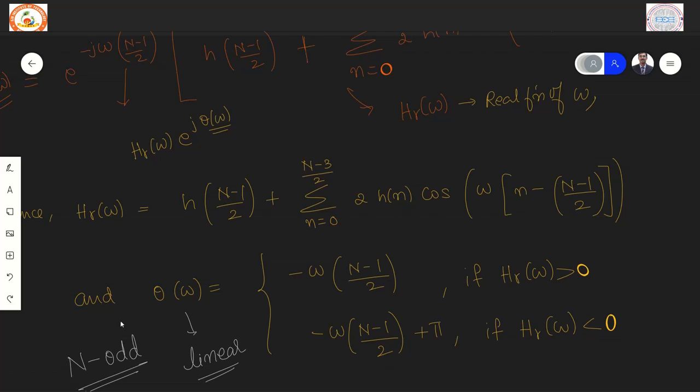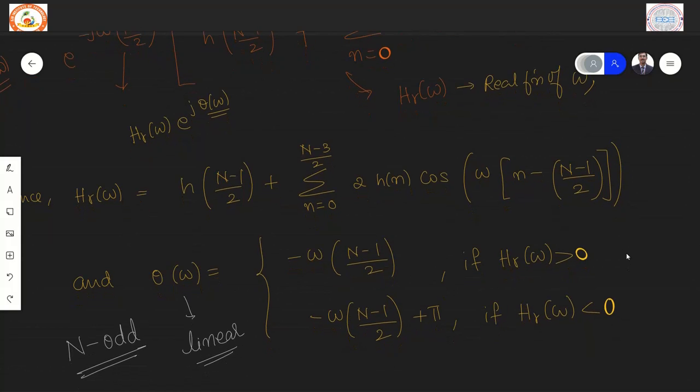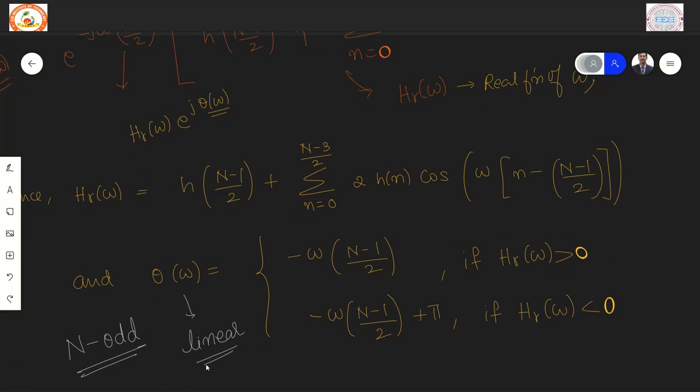So it's the same result as the previous, and this also proves that when N is odd, if you maintain the symmetry condition, then you obtain linear phase. Similar derivations may be carried out for the antisymmetry condition also.